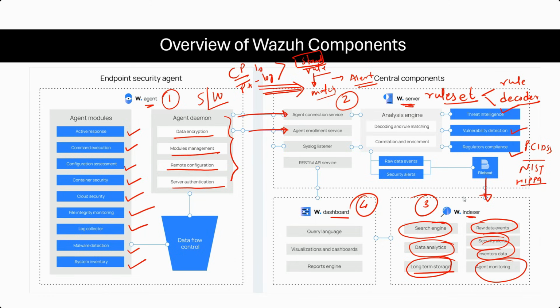Next, once there's a match, the data can be shared to the dashboard. The dashboard is the one where we as a user actually run queries and visualize the alerts, or create a custom dashboard, generate reports, and download those reports. So this all happens on the dashboard at the end, and this is where we as a user interact with the Wazuh software. All right. So these are the entire components of Wazuh.